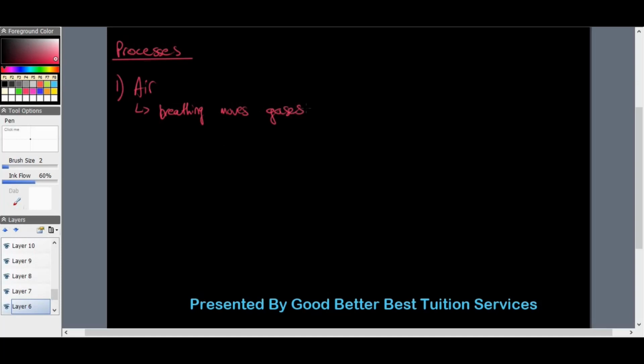Because oxygen's a gas and air is filled with gas, of course. So breathing moves gases between the air and the gas exchange surface. So basically gases do a bit of an exchange. Fantastic. That's the first process.